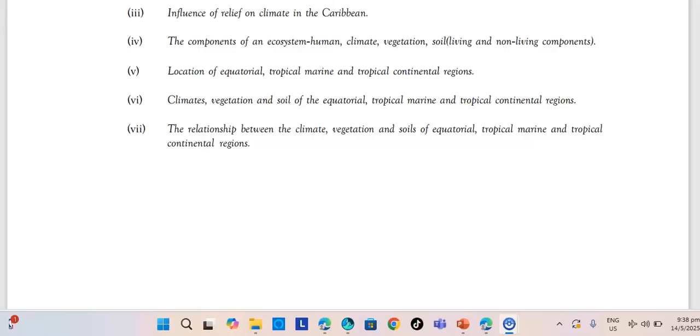In a tropical marine region, the climate is warm with warm temperatures all year. Two main seasons: you have a wet season and a dry season. It is affected by sea breeze and trade winds.